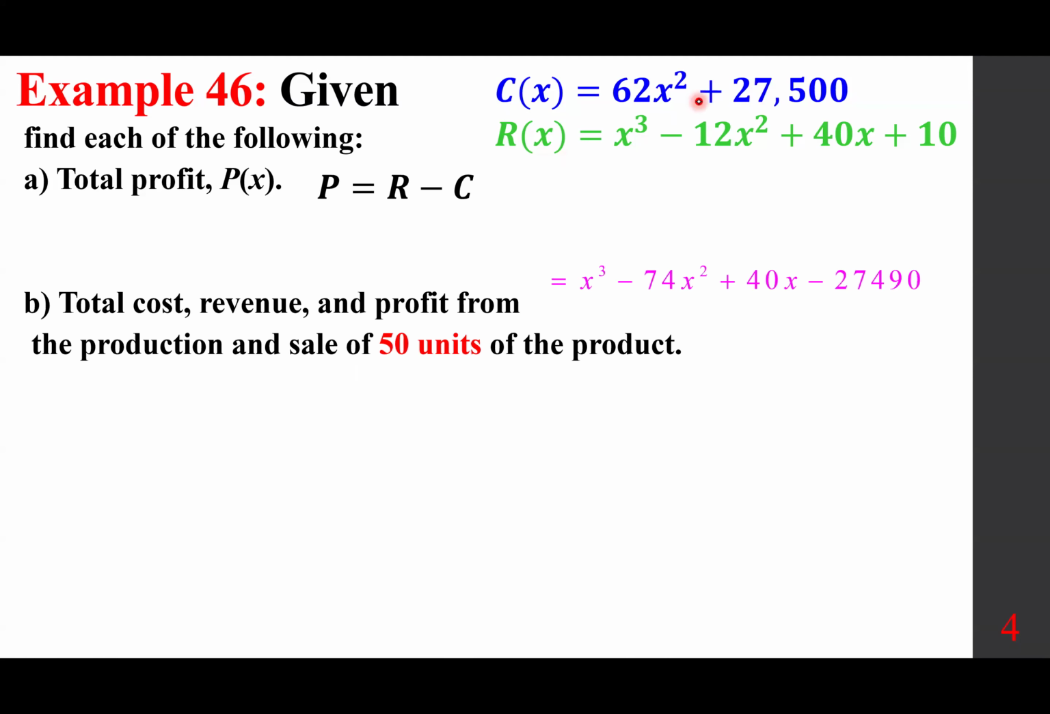Revenue minus cost. Okay, so x cubed minus 12x squared plus 40x plus 10 minus that one will result in x cubed minus 74x squared plus 40x minus 27,490.